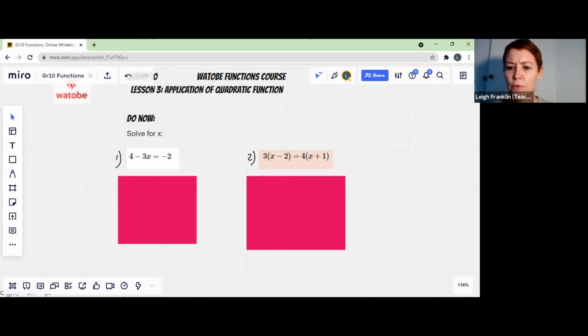Okay, so we're just working on the do now, and then we're going to mark it, and then we're going to get started on our lesson while we're just waiting for everybody to arrive. Another couple of minutes.